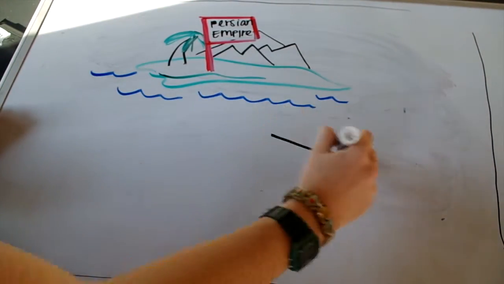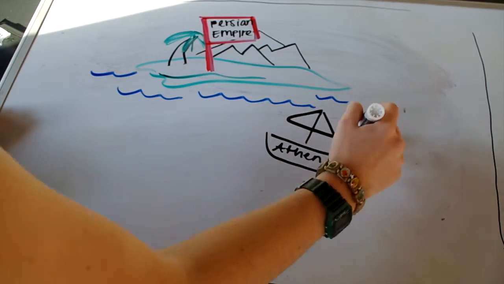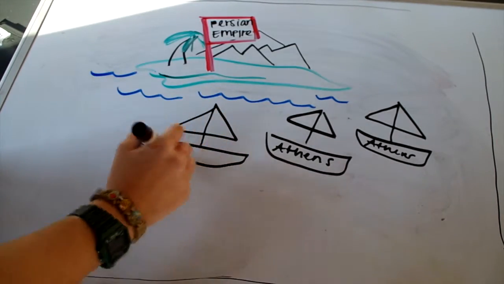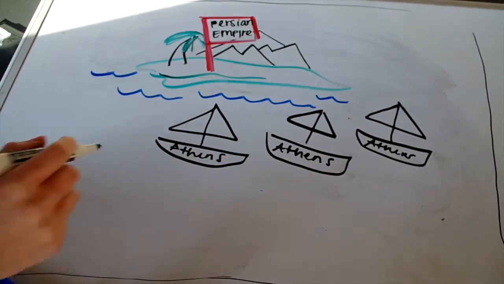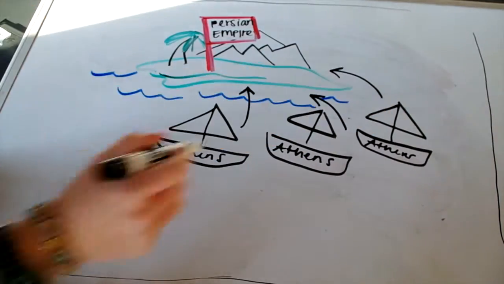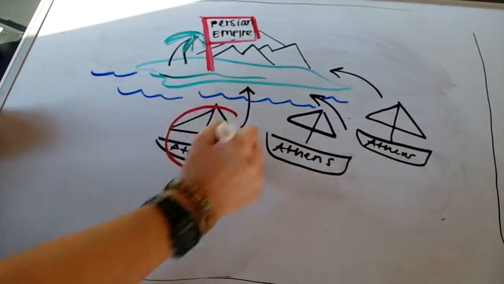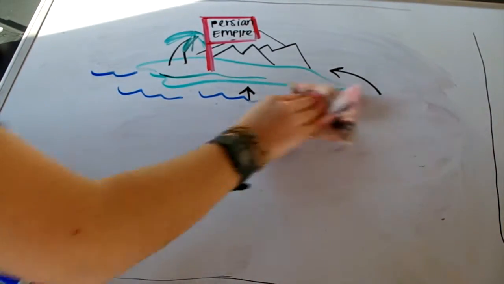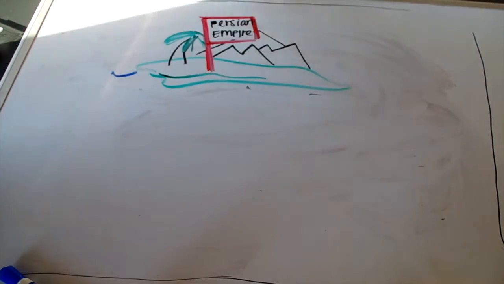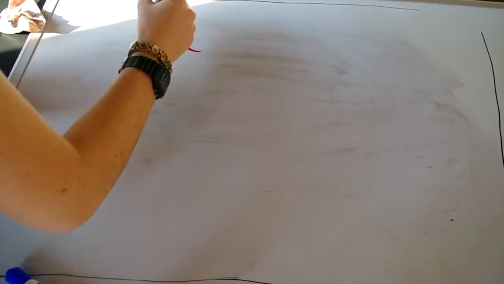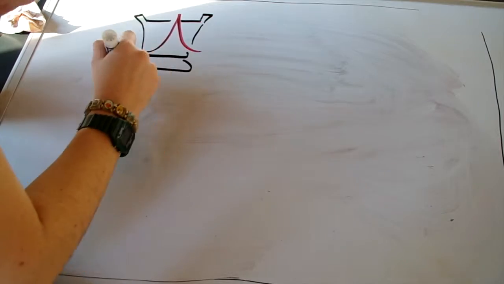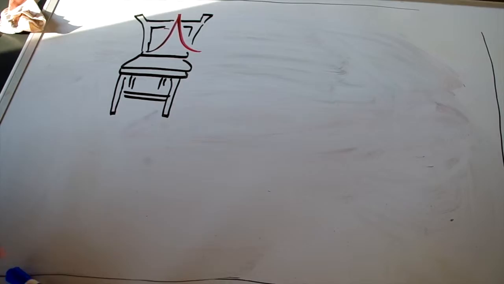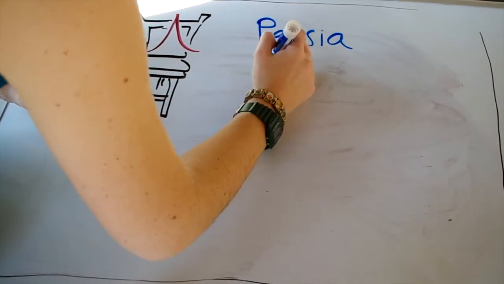Eventually, the Greeks rebel against the Persians and are unhappy with the way they're being treated. Athens sends ships to help the Greeks, but they're defeated by the Persians. The Persians punish Athens by attacking them and then soon invade Greece.